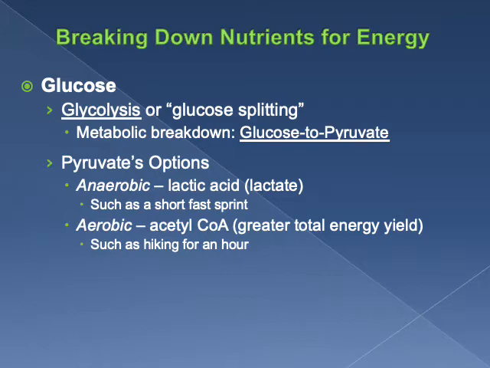If oxygen is available, that is an aerobic reaction, and pyruvate then, instead of forming lactic acid or lactate, would form acetyl-CoA. Acetyl-CoA is a 2-carbon compound, and it will then enter the tricarboxylic acid cycle and will have a much greater total energy or ATP yield. And an aerobic reaction would take place in activities such as hiking for an hour, running, other endurance type activities. So activities where they're not so intense that you can't get oxygen to the working muscles.